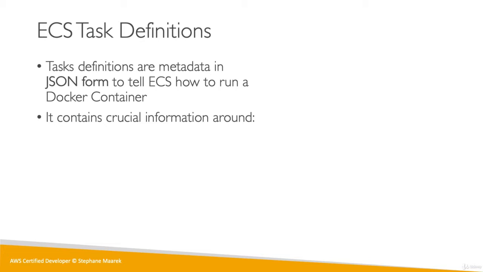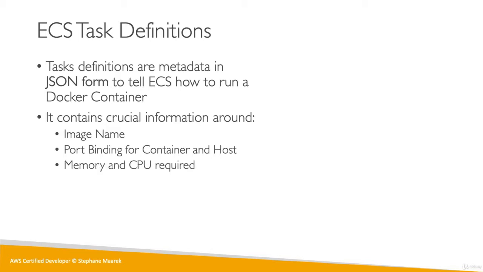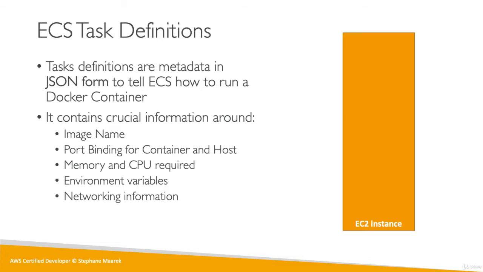Well, there's some crucial information in it, such as the image name, the port binding for the container and the host. I'll show you what it means in a second. The memory and CPU that are required, the environment variables, networking information, and so on. There's a lot of information you can include in there. So let's have a look at our EC2 instance. Right now it's running the ECS agent, so I'm just putting it there just for information.